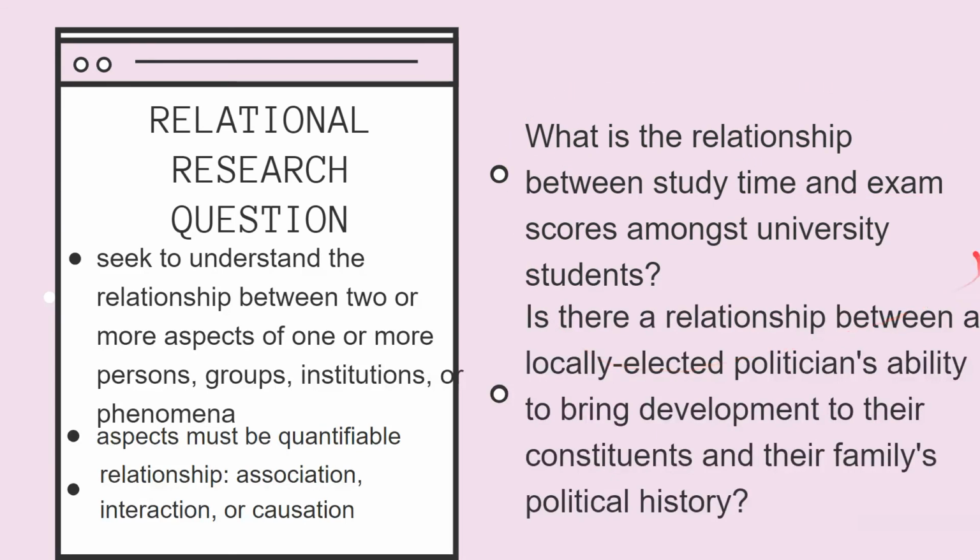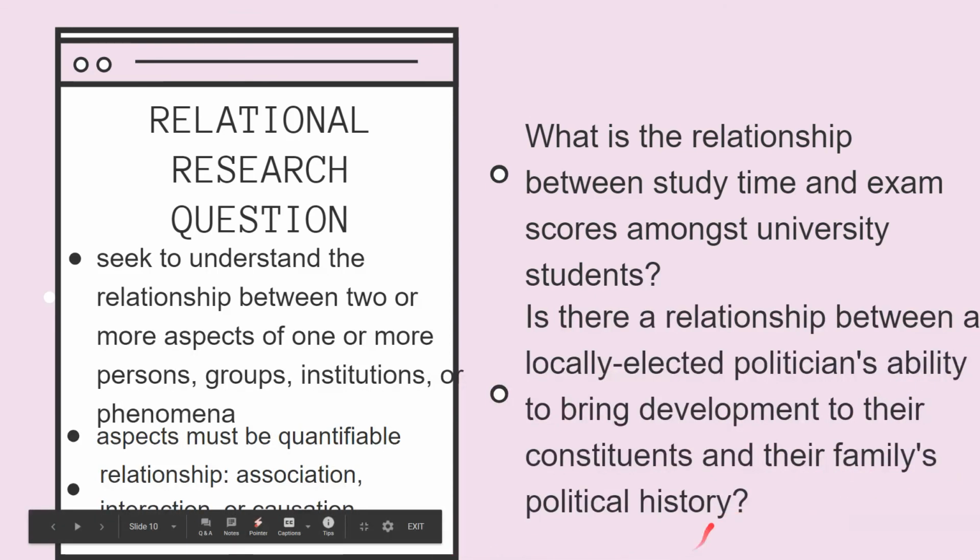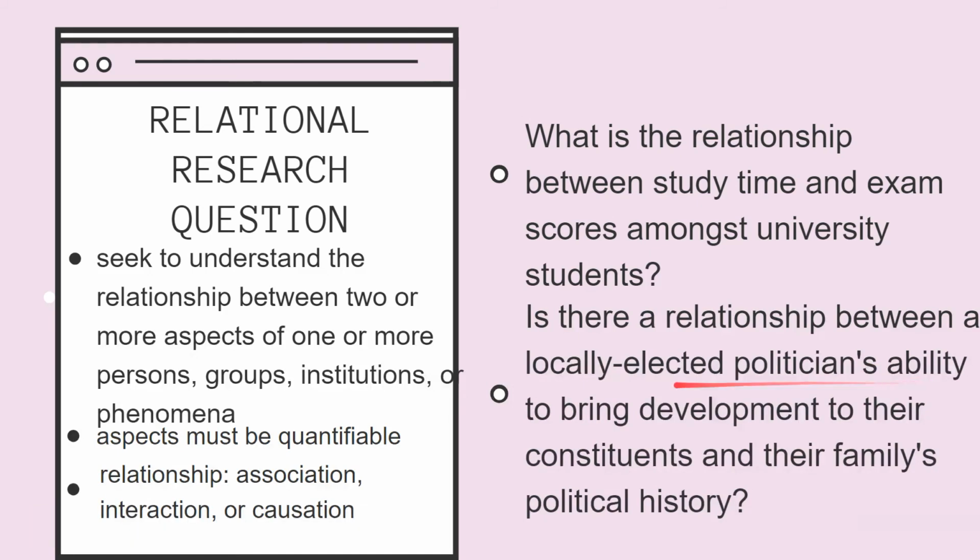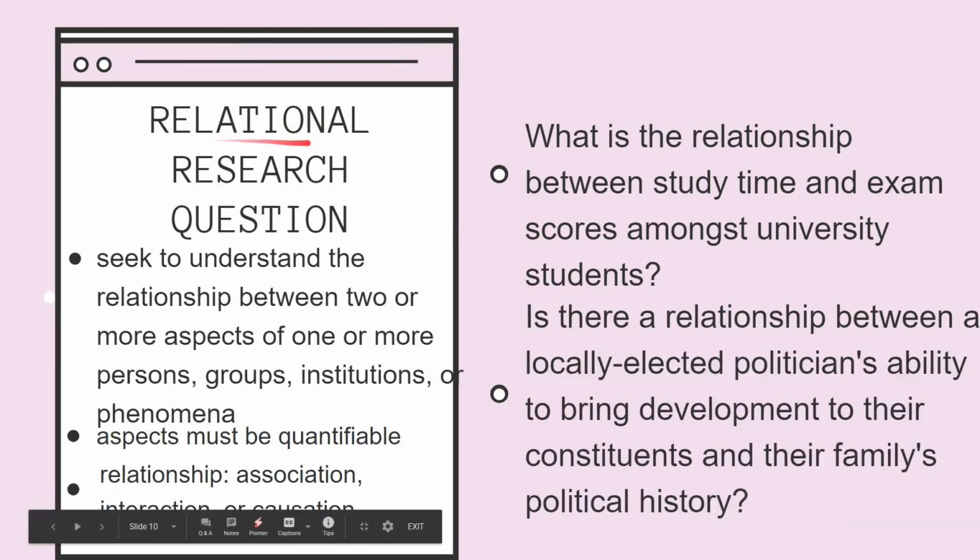So here are some of our examples. First, what is the relationship between study time and exam scores amongst university students? So we're going to look at the relationship between study time and exam scores. Next is, what is the relationship between a locally elected politician's ability to bring development to their constituents and their family's political history? So here we have family's political history and politicians' ability to bring development. Once again, we are looking for the relationship of those two. So that's a relational research question.